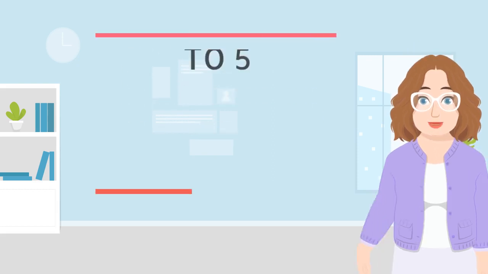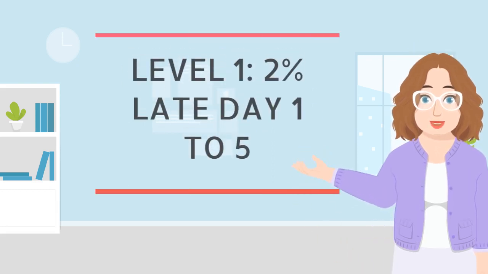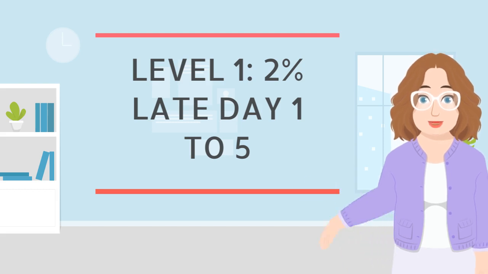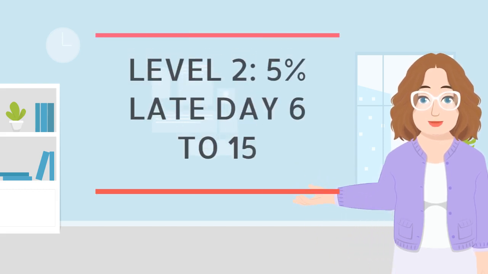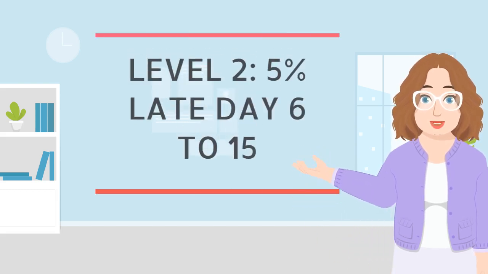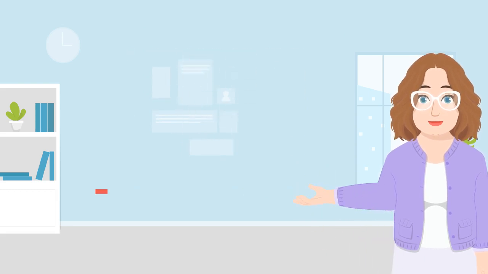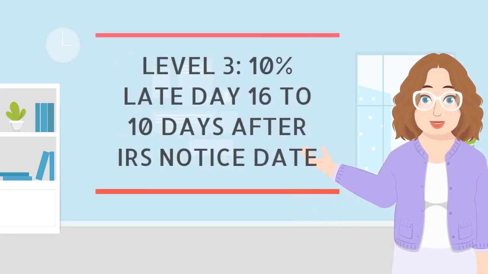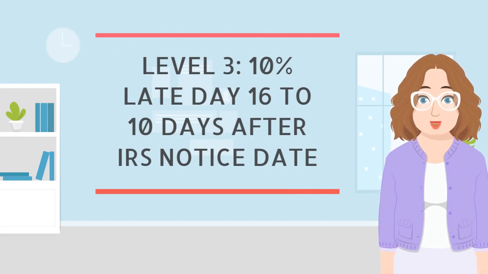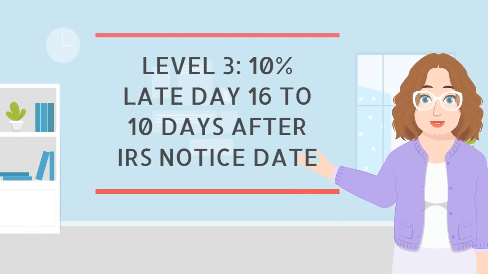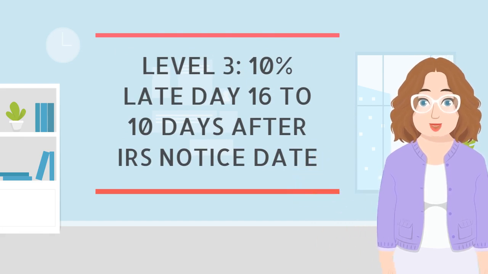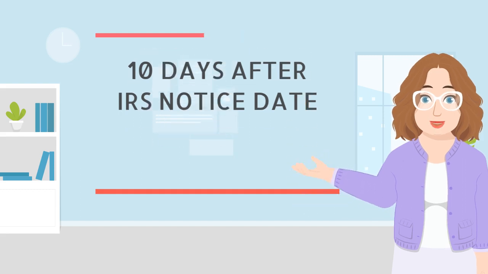levels. The first level is 2% that applies from day 1 until day 5 of being late. The second level is 5% for deposits made 6 to 15 days late. The third level is 10%, which starts on the 16th day you're late and applies all the way until 10 days after the date of the first notice you received from the IRS asking for the tax due.